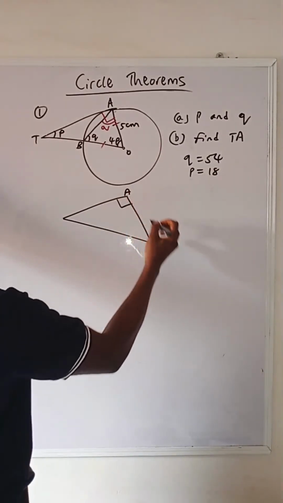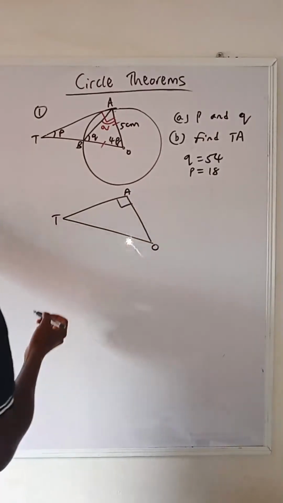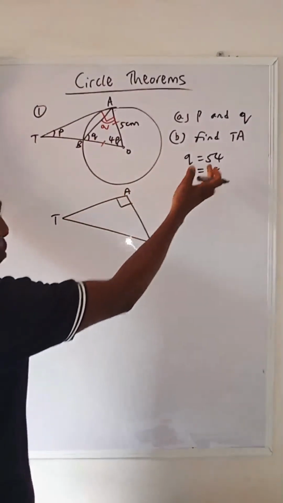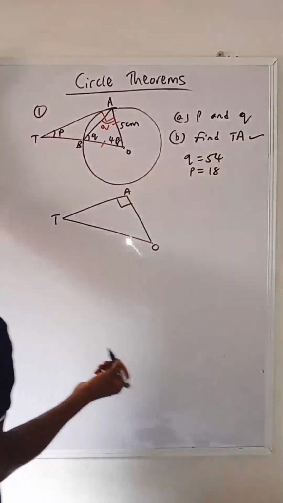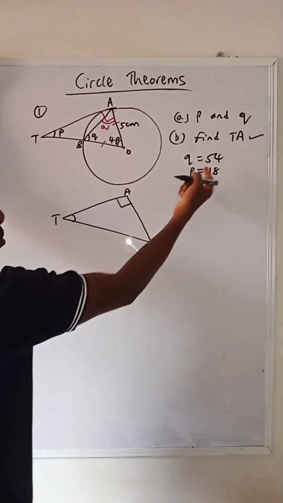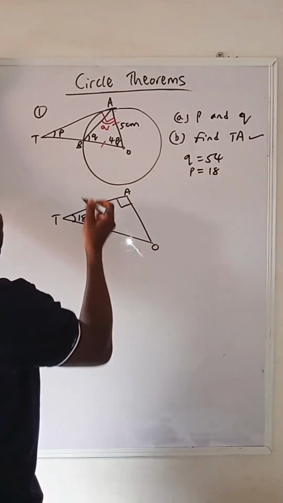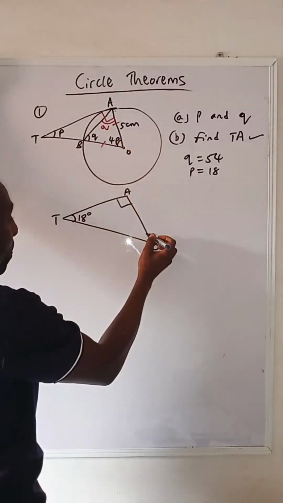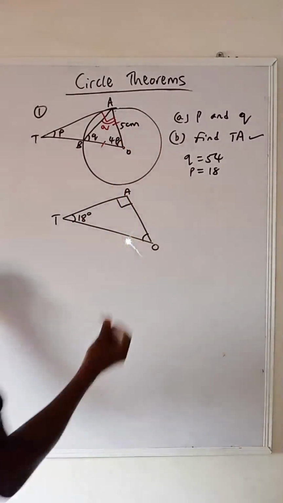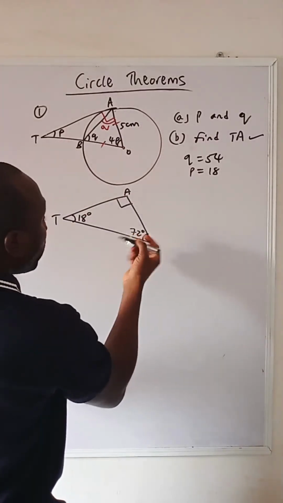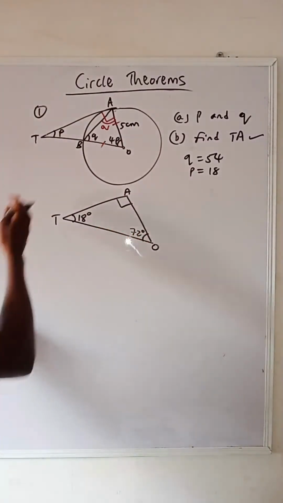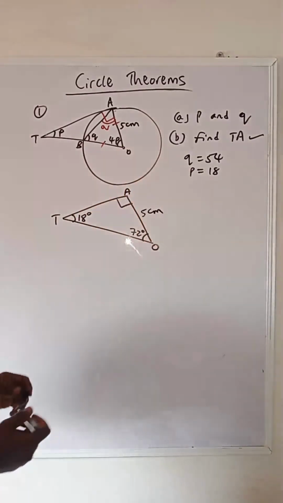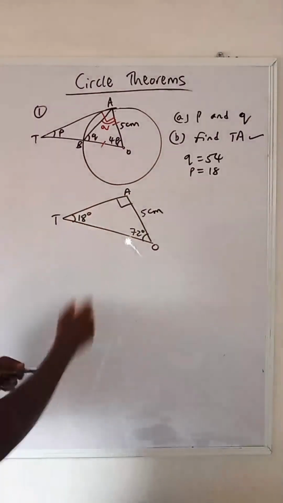This is AOT. Okay? We need to get TA from the question. Find TA. P is 18 degrees, and then 4P. What was 4P again? Is it not 70? Even though we don't need this, we can use any of the angles. This is 5 centimeters. How do we now get TA?